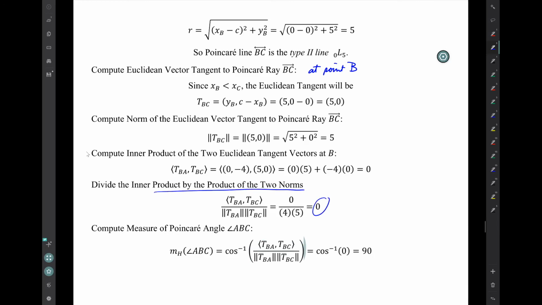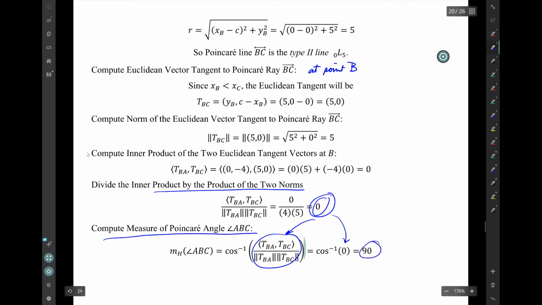So now I'm ready to compute the measure of Poincaré angle ABC. I take that number 0 and put it in there, and I get cos inverse of 0. And I get the number 90. Remember, cosine of 90 degrees is 0. So cos inverse of 0 is 90 degrees, or as we'll say in our course, just plain old 90. And notice that's an exact answer.